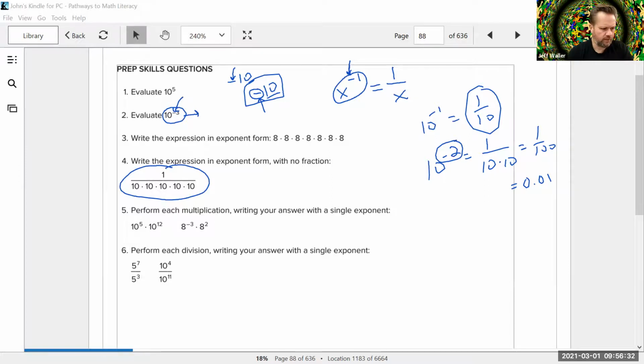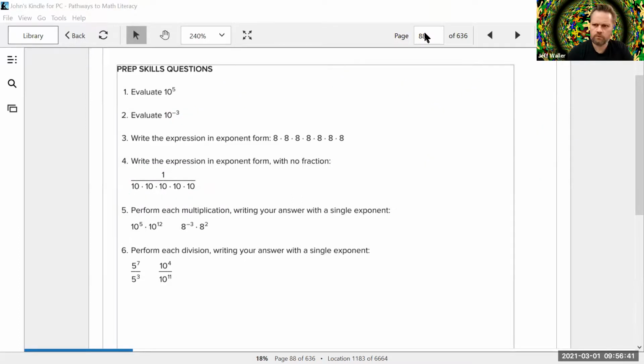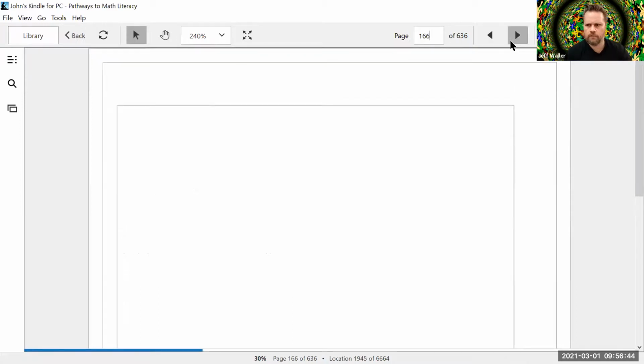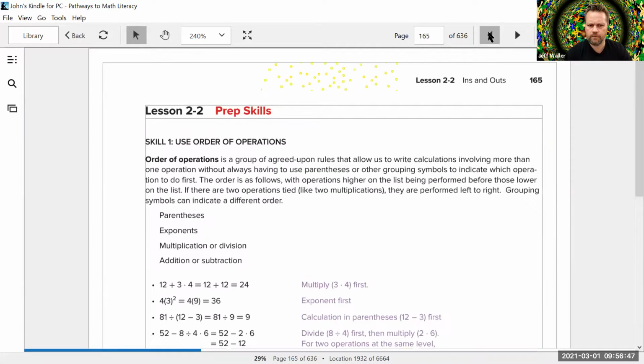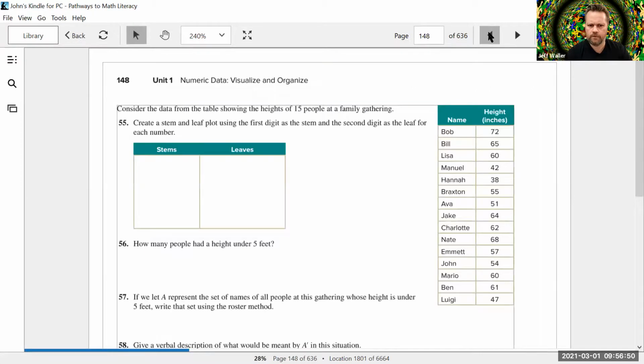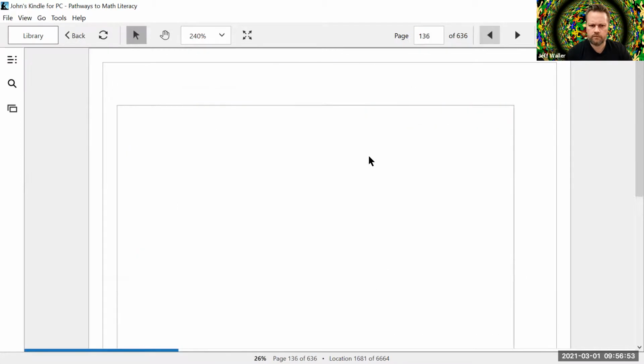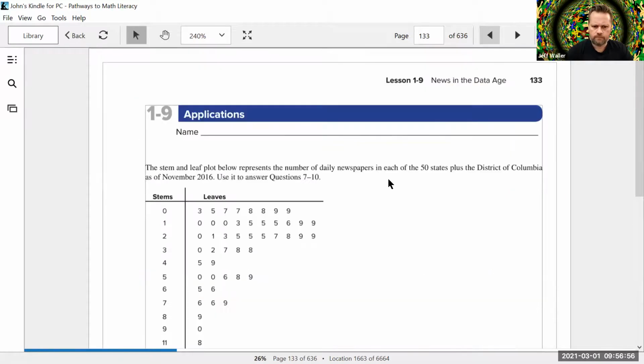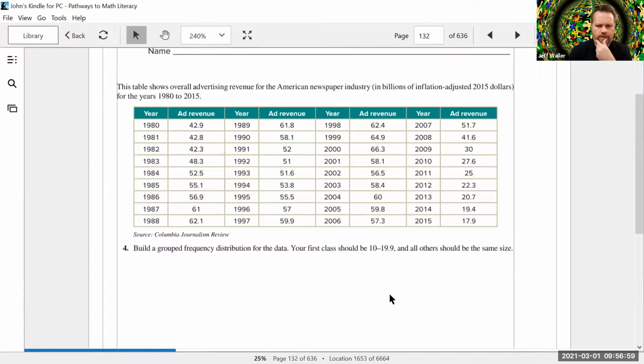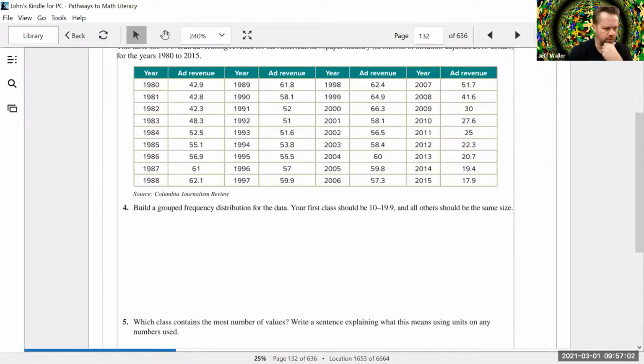How's everybody else? Anything else, guys? I'm confused on 1.9 question 4. Let's see where I am. Oops, went too far. It's like the data frequency distribution. Oh, okay. So let me get this one started. It says your first class should be 10 to 19.9. So then the next class would be 20 to 29.9.